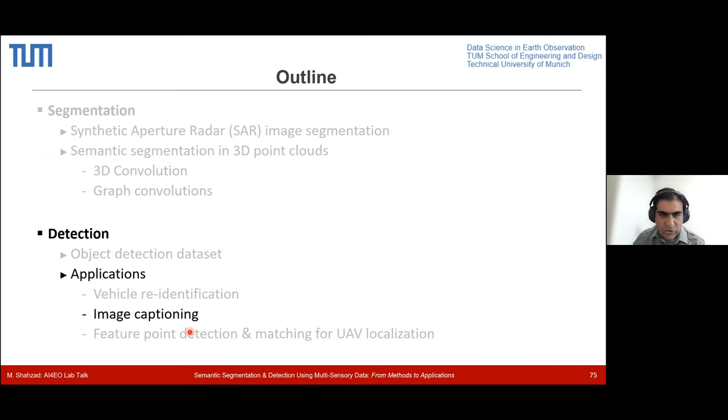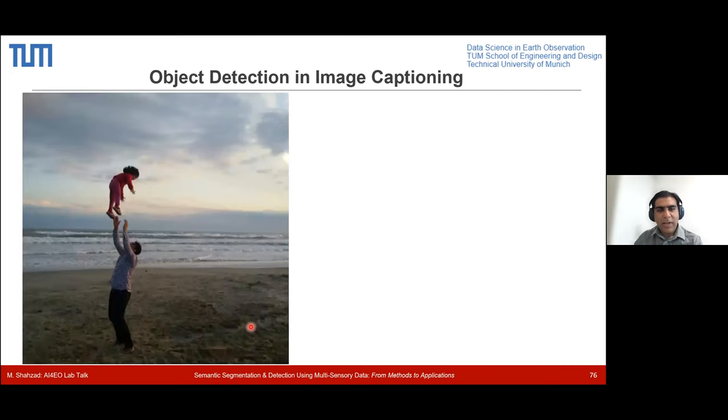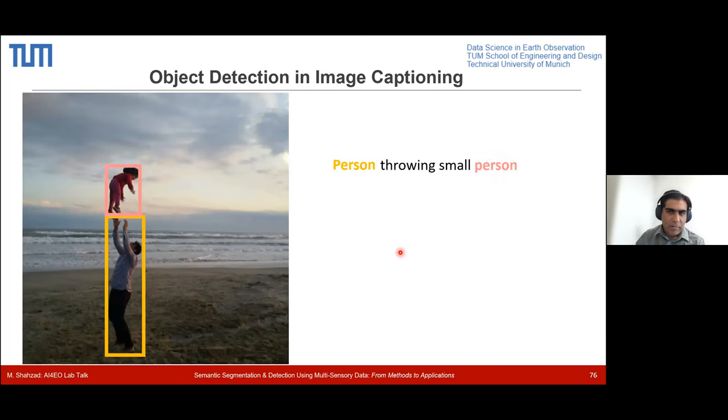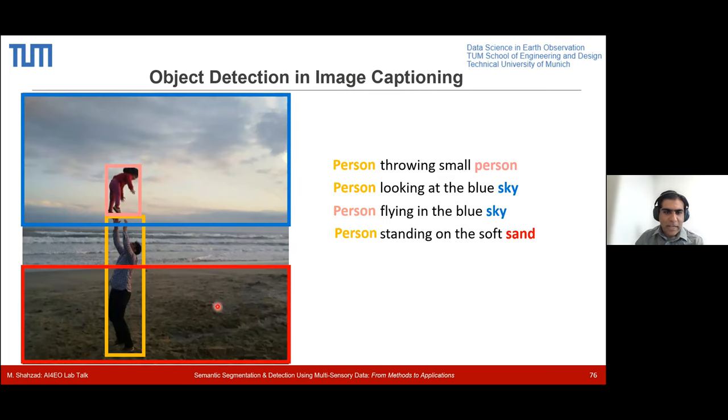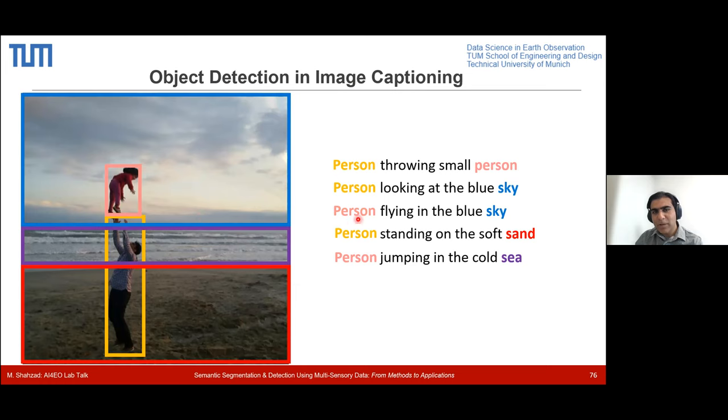Another application of detection is image captioning. Here I show you an example. This is me playing with my daughter on a beach. How can we caption this image? One caption could be: the person throwing a small person above. Another could be: a person looking at the blue sky. Another: the small person flying in the blue sky. Or: a person standing on the soft sand, or this small person jumping in the cold sea. These are different captions we could generate from this.